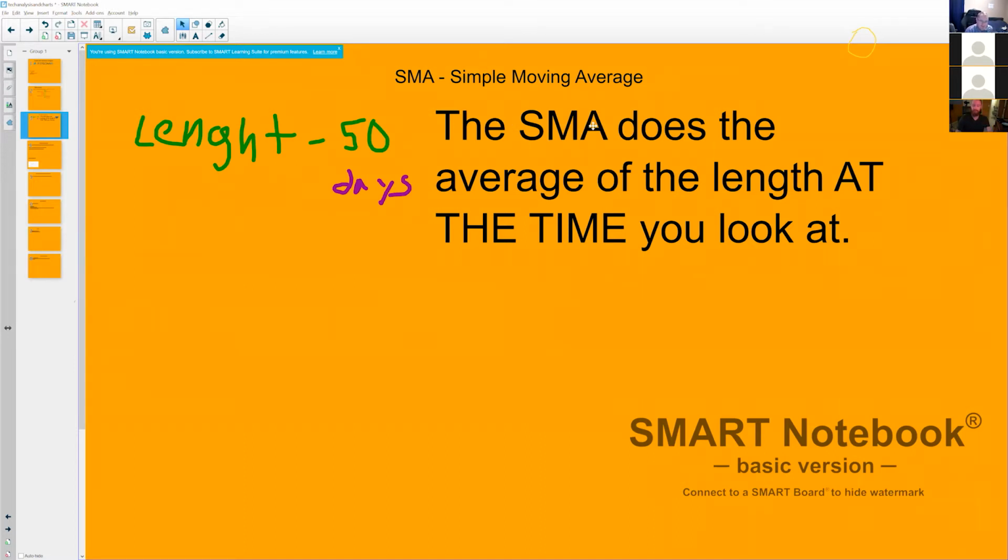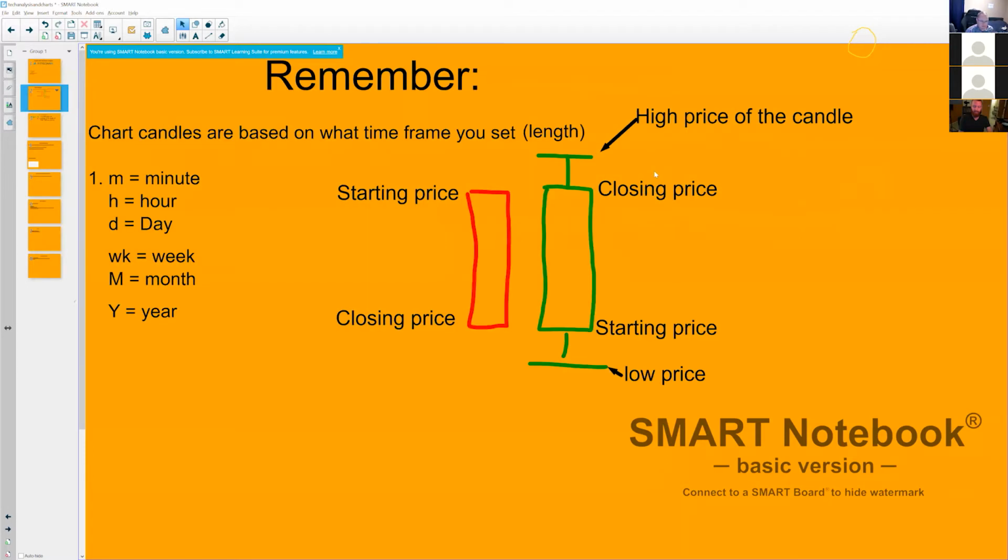So what an SMA does, what is the wick above the closing price? It's just called a wick. You've got wicks and the candlestick. So this part's a wick.